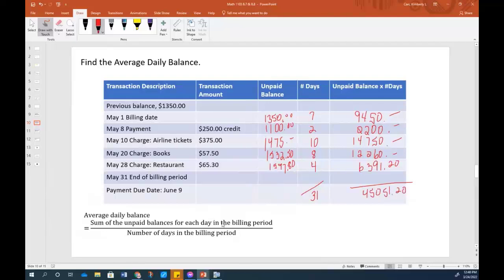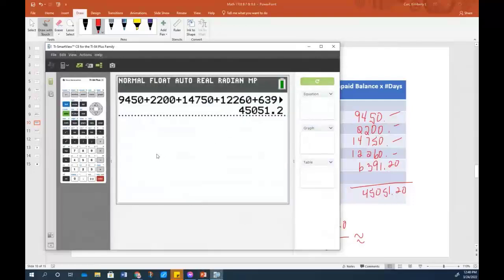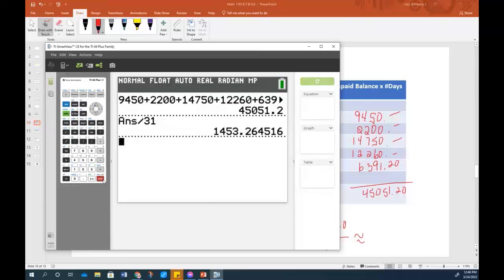So now to do the actual average daily balance, it is that $45,051.20 divided by the 31 days in the month, and then we will have to round this to the nearest penny. So I can take that answer divided by 31, and my average daily balance is $1453.26.